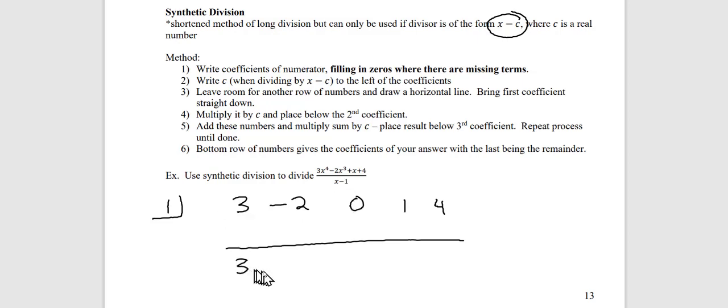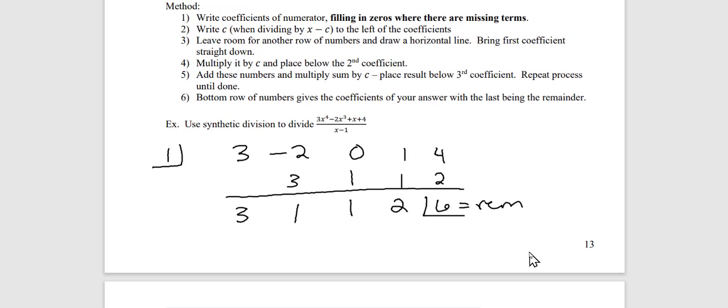You bring the 3 straight down. Then you multiply the 1 times the 3 and put it there. And now we add. Now I multiply the 1 times the 1 and put it here. And I add, 1 times 1 here, and 1 times 2 here, and I add. That last thing is always going to be my remainder. The other numbers are going to be the coefficients of my result after I do my division.